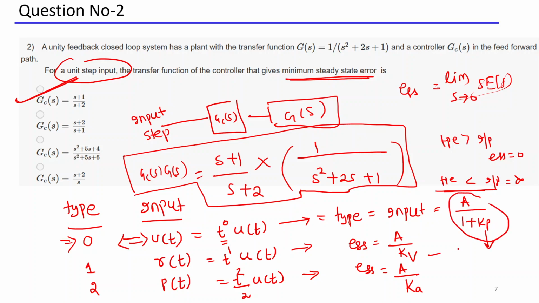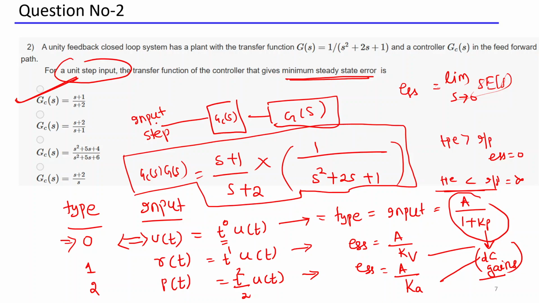Kp, kv and k are all called DC gains in my terms. But if you understand, kp is called the positional error constant, kv is called the velocity error constant, and k is called the acceleration error constant. Okay, all are DC gains. DC gain means the value at zero frequency.